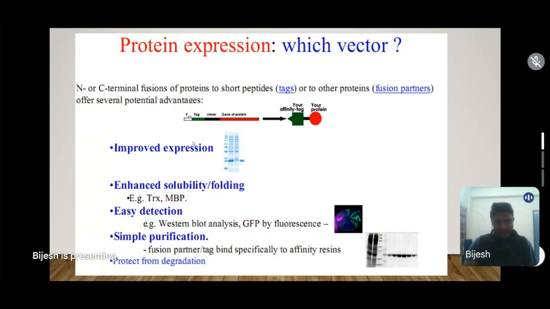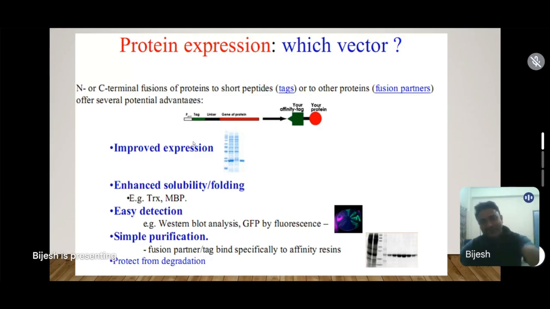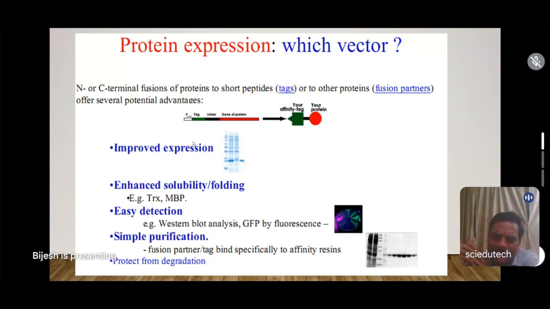We want enhanced solubility and folding. We want to detect the protein after it is expressed. So, what are the differences in codon preference in yeast and the human? I didn't go exactly through that one, but that's why I told you a lot of software is generally available. In the case of bacteria, we have data that some codons are rare codons.